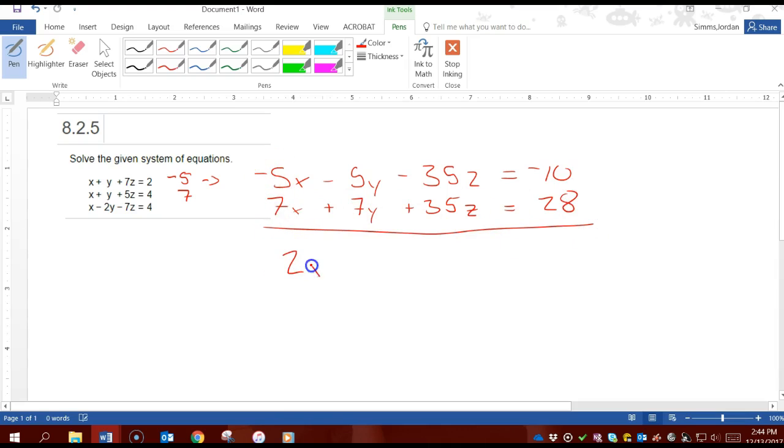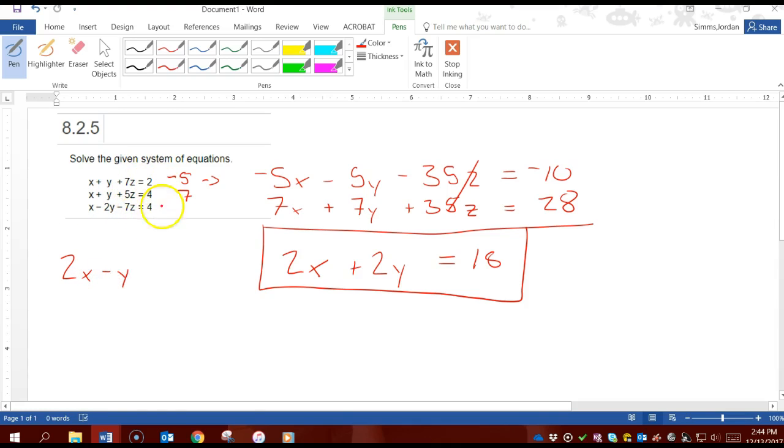We're going to get 2x plus 2y. Our z's are gone, and that's going to equal 18. So there's our first equation. Then we'll take equation 1 and add it to equation 2 just straight across, because the z's are going to cancel anyway. So we're going to add them. Our next one here, we're going to have 2x, and 1y plus negative 2y, so that's negative 1y. Our z's are gone, and that's going to equal 6. So right there are two variable equations, which are awesome.